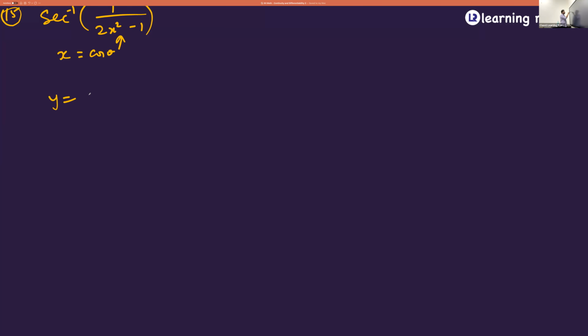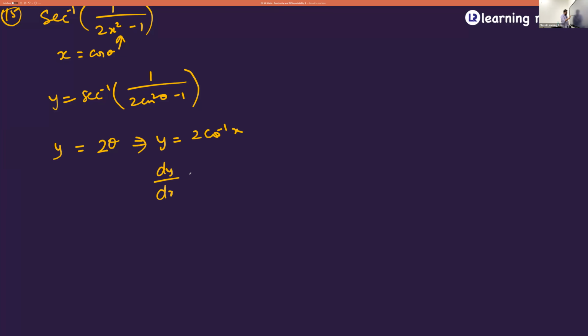So you will get y is equal to secant inverse of 1 divided by 2 cos square theta minus 1. So what will you get this as? This will be cos 2 theta. 1 by cos 2 theta is secant 2 theta. So secant inverse of secant 2 theta is, can I directly write it? So it is 2 theta. But what is the value of theta? Cos inverse x. So y will be 2 cos inverse x. So dy by dx will be, that's the answer.